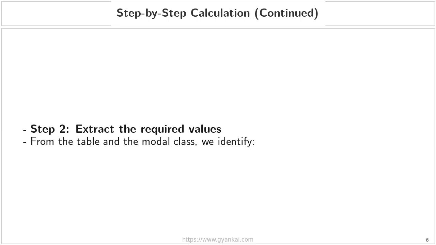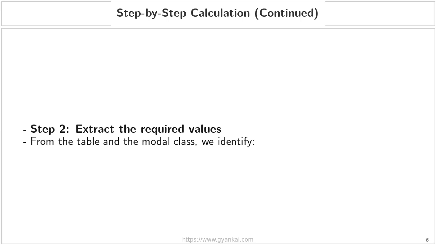Now, we must look at the classes surrounding our modal class. We need the frequency of the preceding class, which is the one immediately before, called F0. Looking just above our modal class, we see the frequency is 12, so F0 equals 12. Then, we need the frequency of the succeeding class, which is the interval immediately after, represented by F2. Looking just below our modal class, we see that frequency is 8, so F2 equals 8.